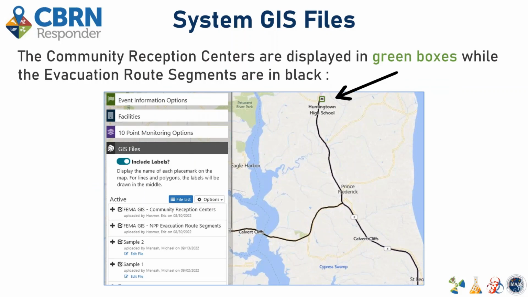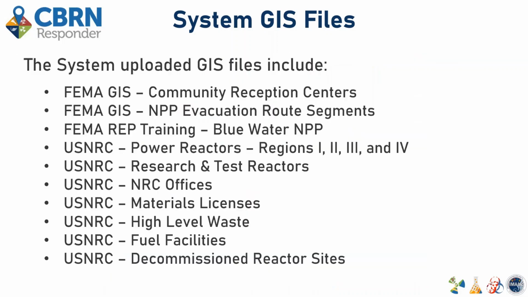The community reception centers are displayed in green boxes, while the evacuation route segments, I should say, are in black. The system uploaded GIS files include the community reception centers, the MPP evacuation route segments. Those are, again, the 2 new ones. The Blue Water NPP, power reactors regions 1, 2, 3, and 4, research and test reactors, NRC offices, materials licenses, high-level waste, fuel facilities, and decommissioned reactor sites.